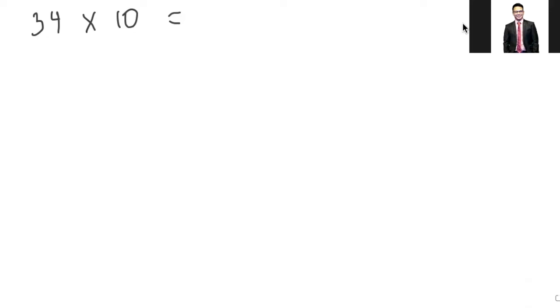So because 34 is a whole number, the decimal can be found on the last number to the right side. So we will multiply it by 10, meaning we will just move it 1 unit to the right side. Therefore, our answer is 340.